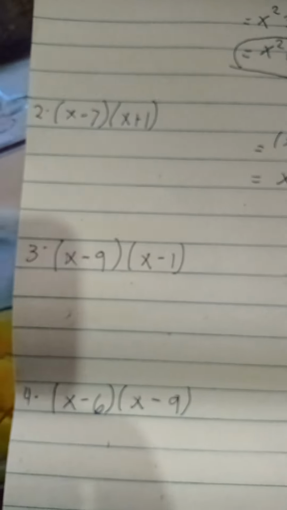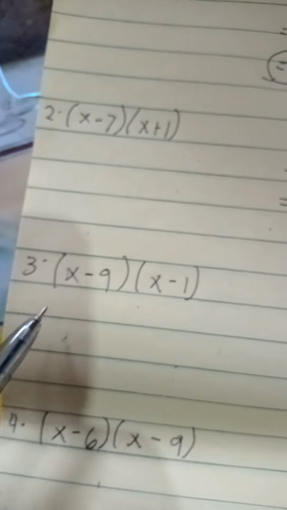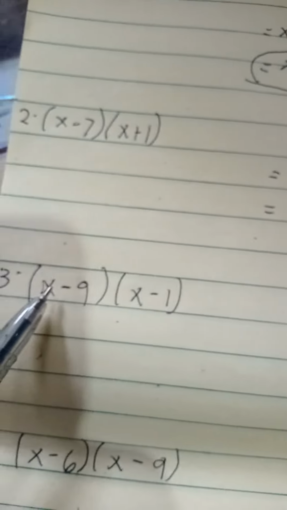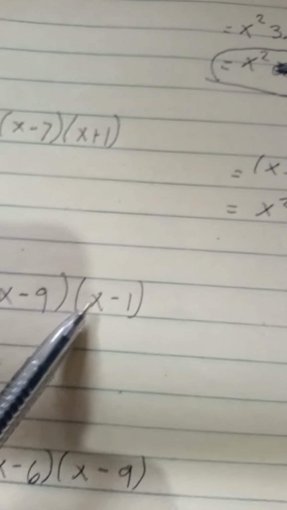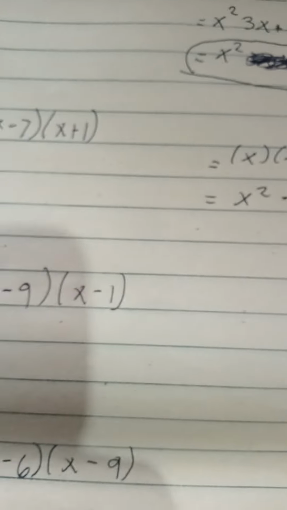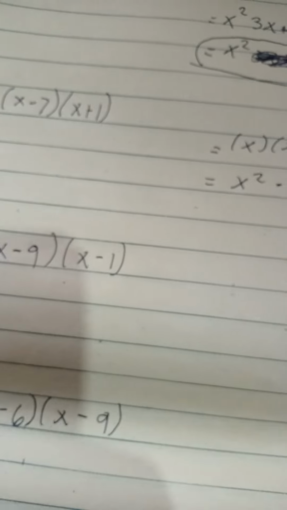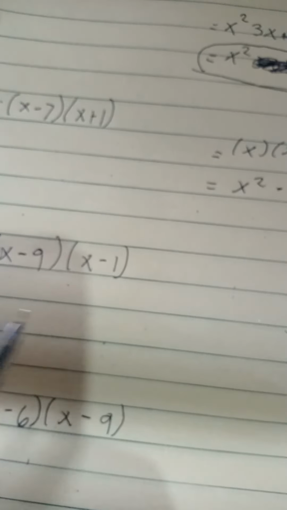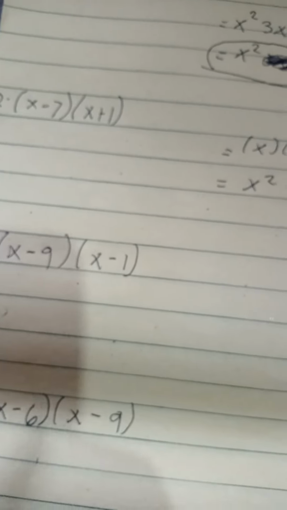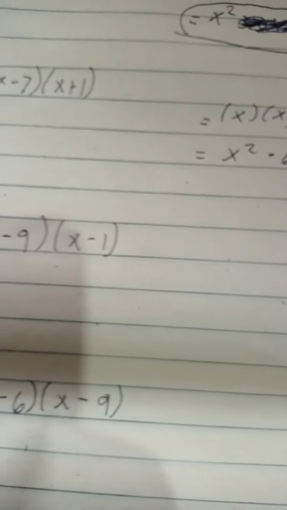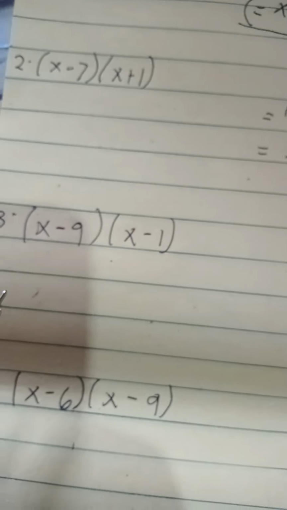Next is number 3: x minus 9 and x minus 1. Same process, multiply inner to inner, inner to outer, and outer to inner. So x times x equals x squared.